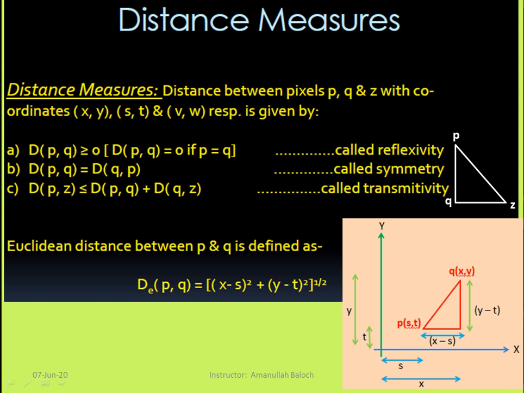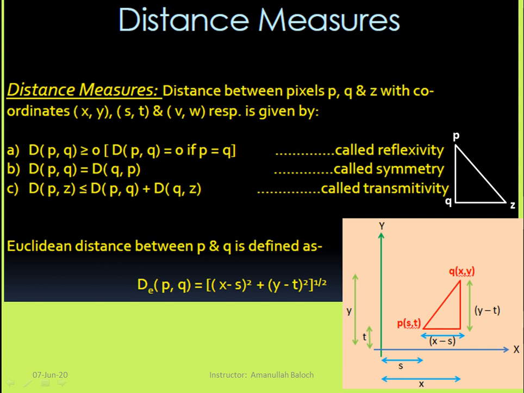If both are the same pixel, then the distance between P and Q will be equal to 0. The distance D of P, Q is greater than or equal to 0, and D of P, Q will be equal to 0 if P is equal to Q, that is, both pixels are the same. This is called the reflexivity rule. And now the symmetry rule. What is the symmetry rule?